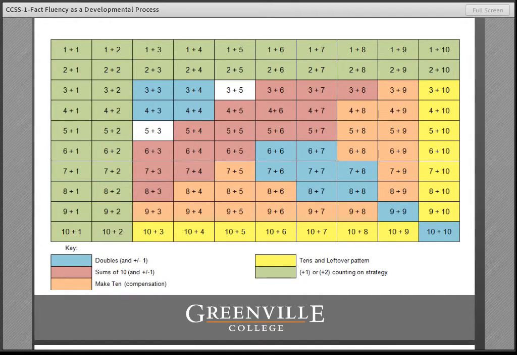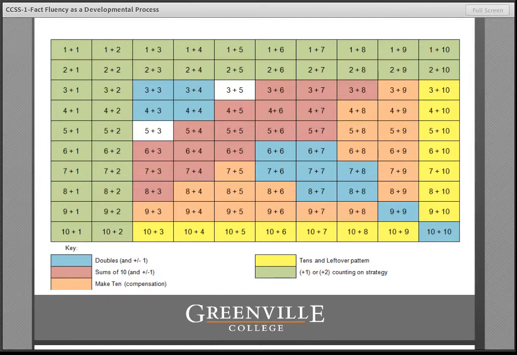The color coding on this chart illustrates the various mental strategies that can be employed to actually reduce the amount of memorization. You can actually see that this entire chart can be reduced to just 4 strategies and then a pattern. Maybe 2 patterns if you count the plus 0 pattern. The green facts can be quickly solved by a count-on strategy, plus 1 or plus 2. Counting on by these small values is actually very efficient.